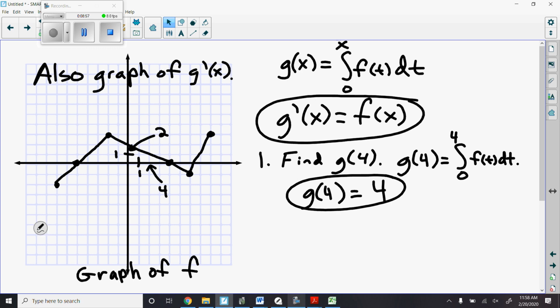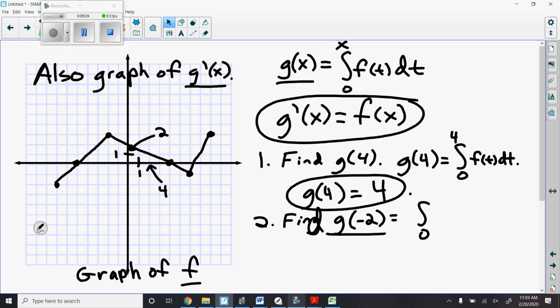Now, let's say I said something like, find G of -2. Well, again, I'm looking for a question about G. My graph is of F. My graph is of G prime. The only thing I have with G is G of X's equation. So again, I'm going to use the same thing. I'm going to do the integral from 0 to -2 of F of t dt.